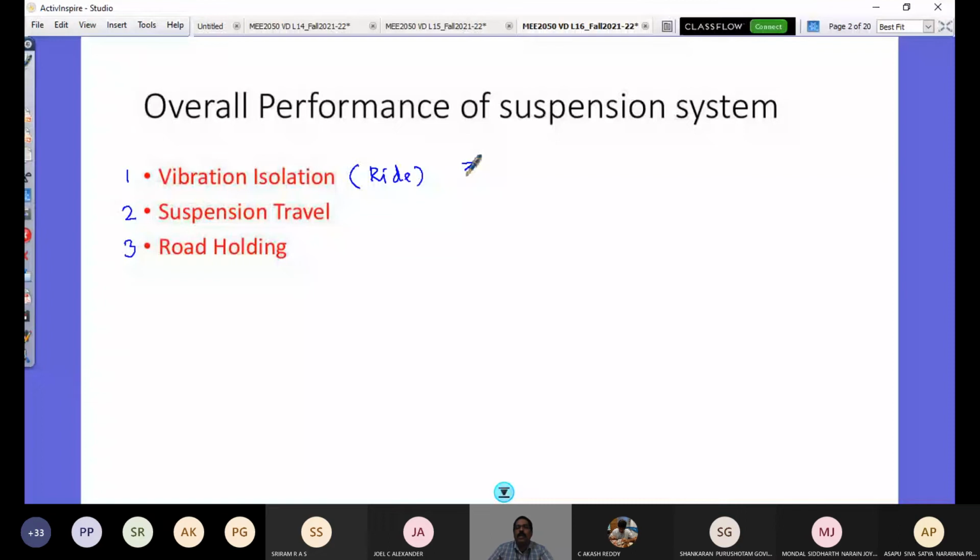So a good measure is Z1 by Z0. The transfer function, the transmissibility ratio, is what is going to decide the vibration isolation. And what is suspension travel? Suspension travel is the relative displacement between your sprung mass and unsprung mass. So the maximum relative displacement for a given road input, Z2 minus Z1 max by Z0, is the second measure, which is called the rattle space.